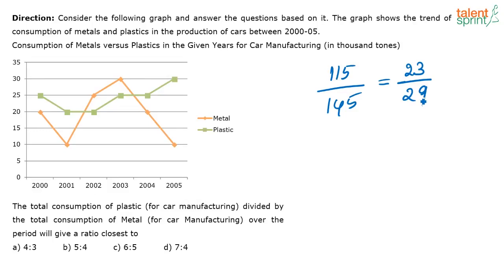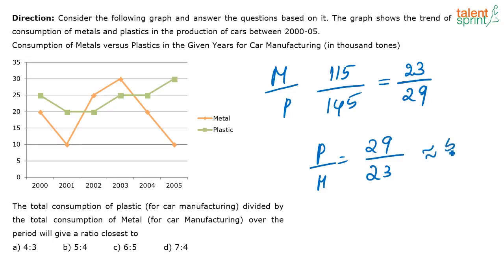Now how are they asking you? They are asking you the ratio. See, this is metal is to plastic, correct? What are they asking? They are asking you the ratio of plastic is to metal, or that is 29 divided by 23. So I can say this is approximately close to 5 by 4. That is option B. Here if you see, there is no option saying none of these, correct? So you will have to take up the closest possible answer here.